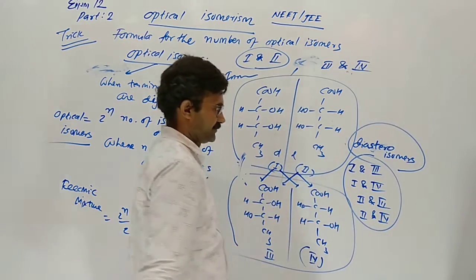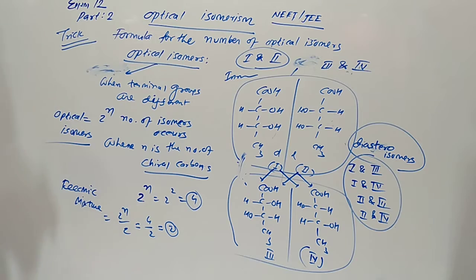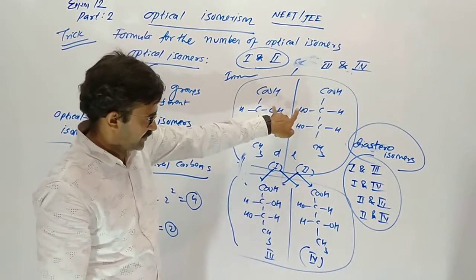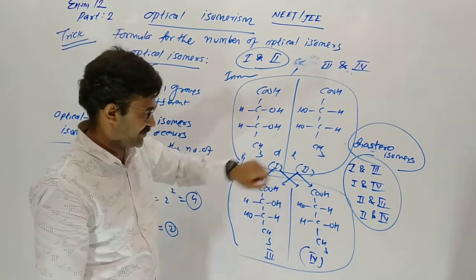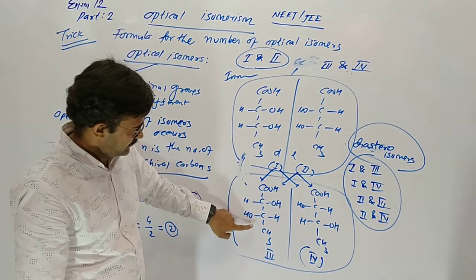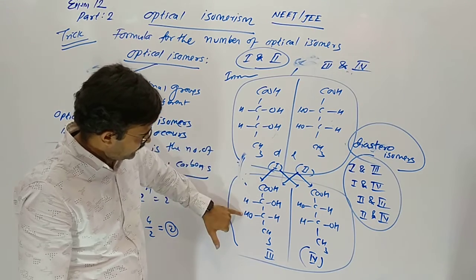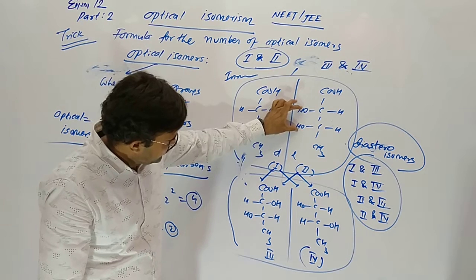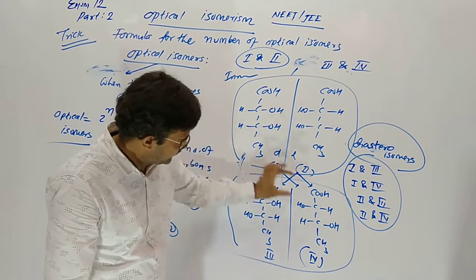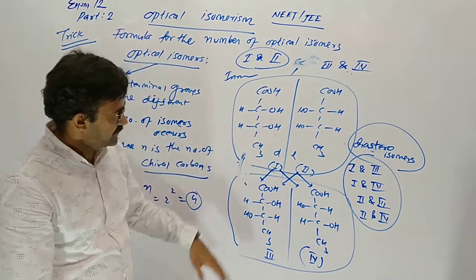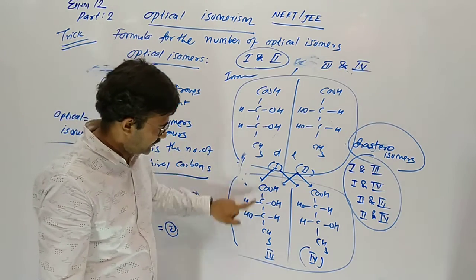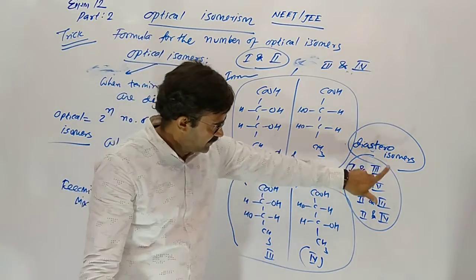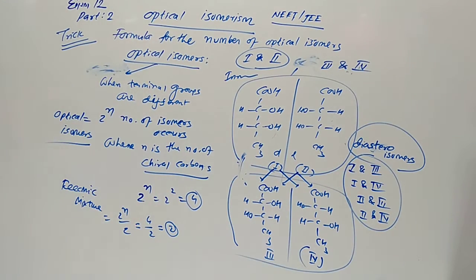This is new for you. Diastereoisomers. Same compound, na? Mirror image enantiomers. These are enantiomers: 1 with 3. Is there a mirror image? Nothing. You can see OH, OH, OH, nothing. 1 with 2, and 1 with 3, 1 with 4, 2 with 3, and 2 with 4 are diastereoisomers.